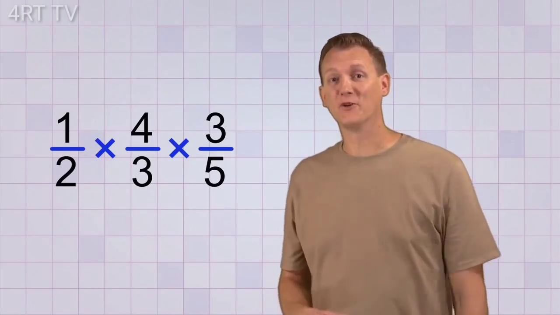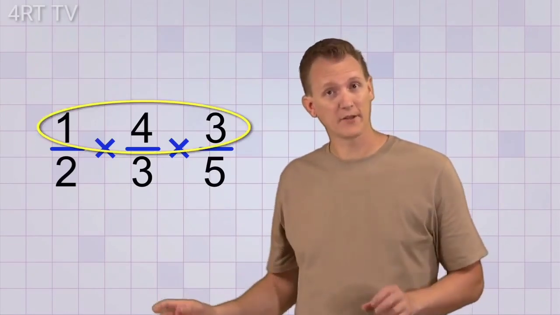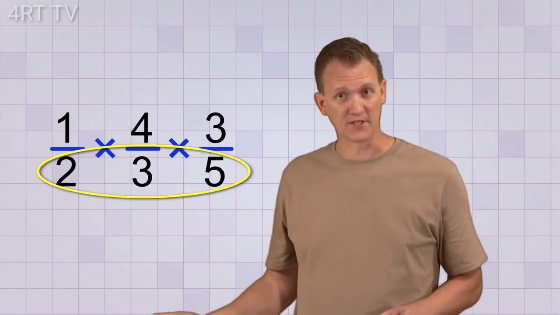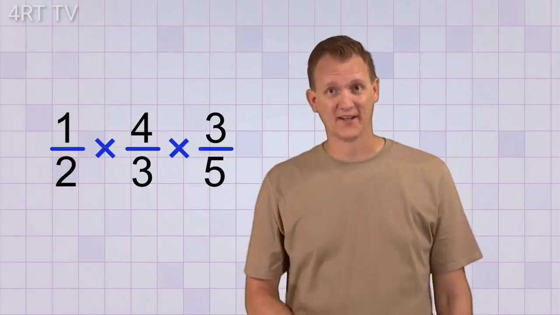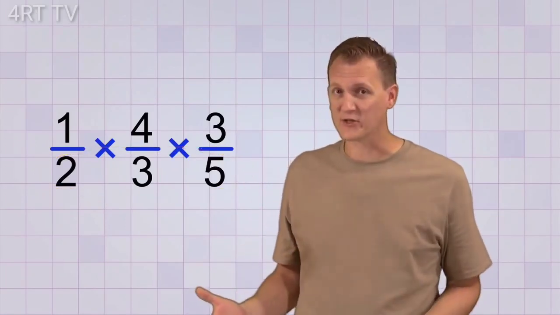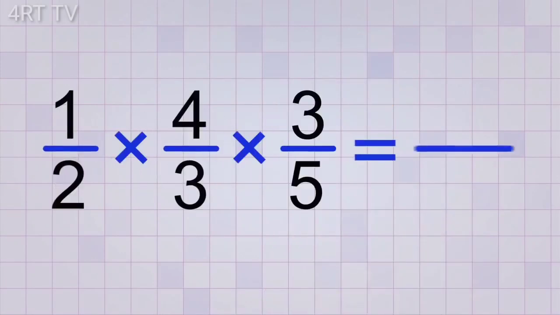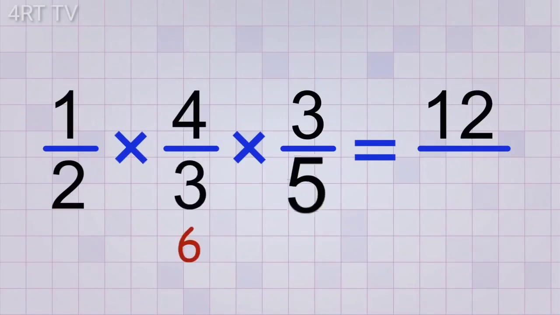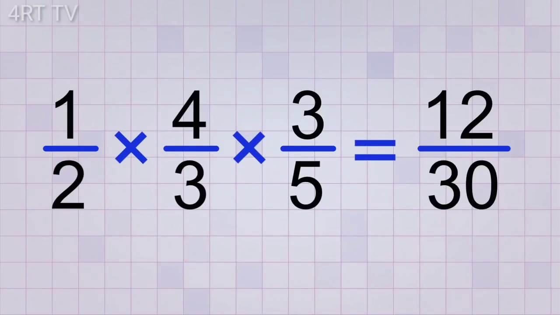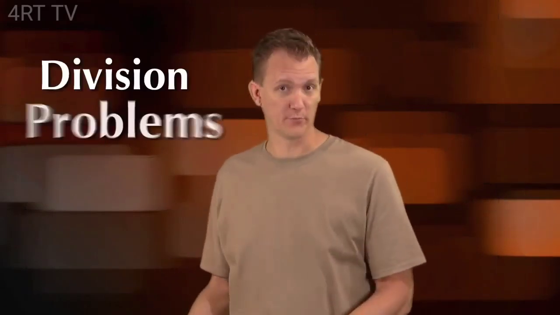Yep, all we have to do is multiply all the top numbers together, and then multiply all the bottom numbers together, and we'll have our answer. And this will work no matter how many fractions we have to multiply. So on the top, we have 1 times 4 is 4, and 4 times 3 is 12. And on the bottom, 2 times 3 is 6, and 6 times 5 is 30. That means our answer is 12/30. So there you have it. Multiplying fractions is easy because fractions are just another way of writing division problems.